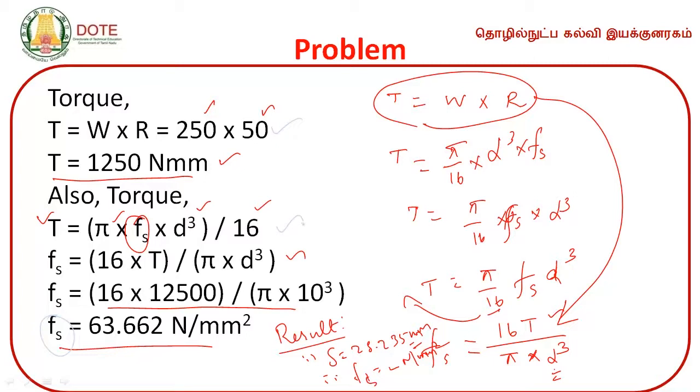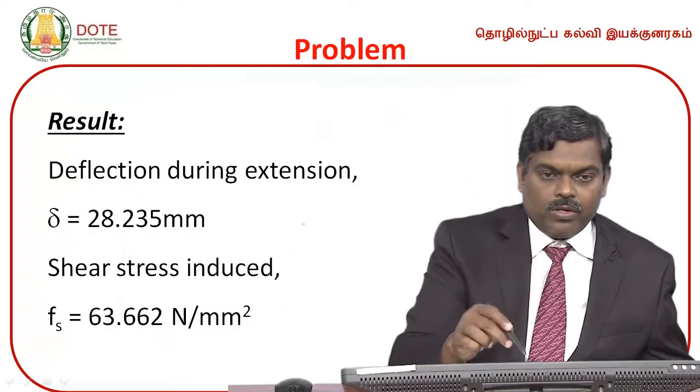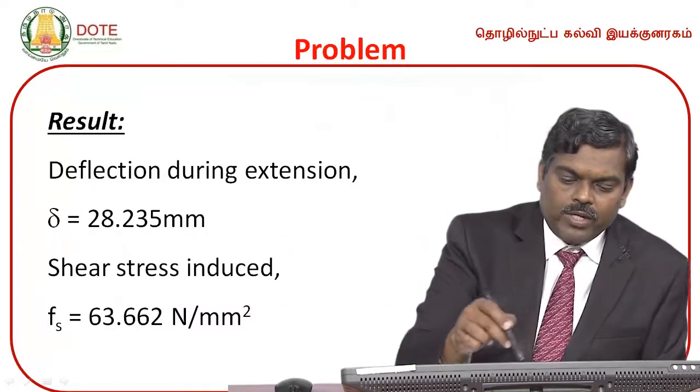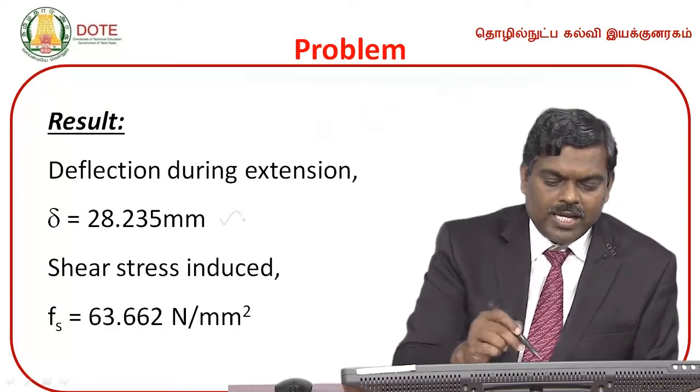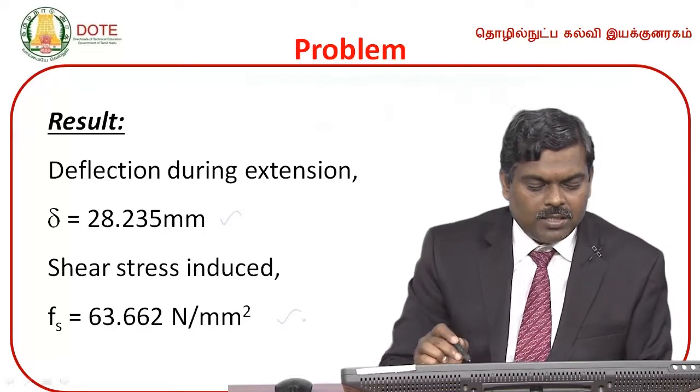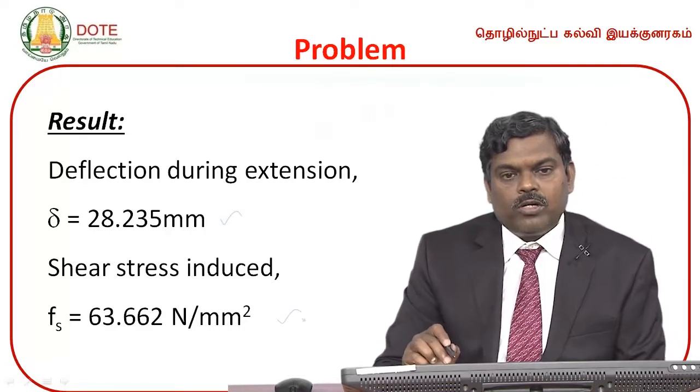In the material. So we have to take down the result. Deflection during extension del is equal to 28.235 mm. Shear stress induced Fs is equal to 63.662 Newton per mm square. So with this we are coming to the end of the session.